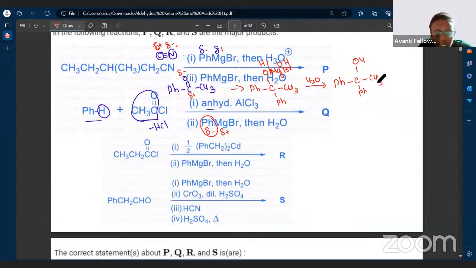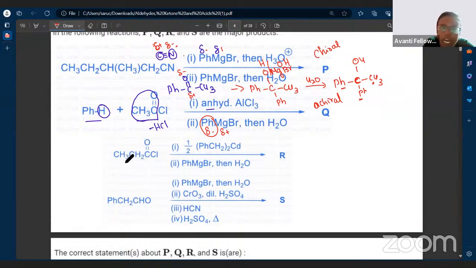Now, does it have any asymmetric carbon? Does Q have any asymmetric carbon? No. There is no asymmetric carbon because this carbon has two same groups, and this carbon also has hydrogen. So P has a chiral center, Q has no chiral center. Now moving on with R.